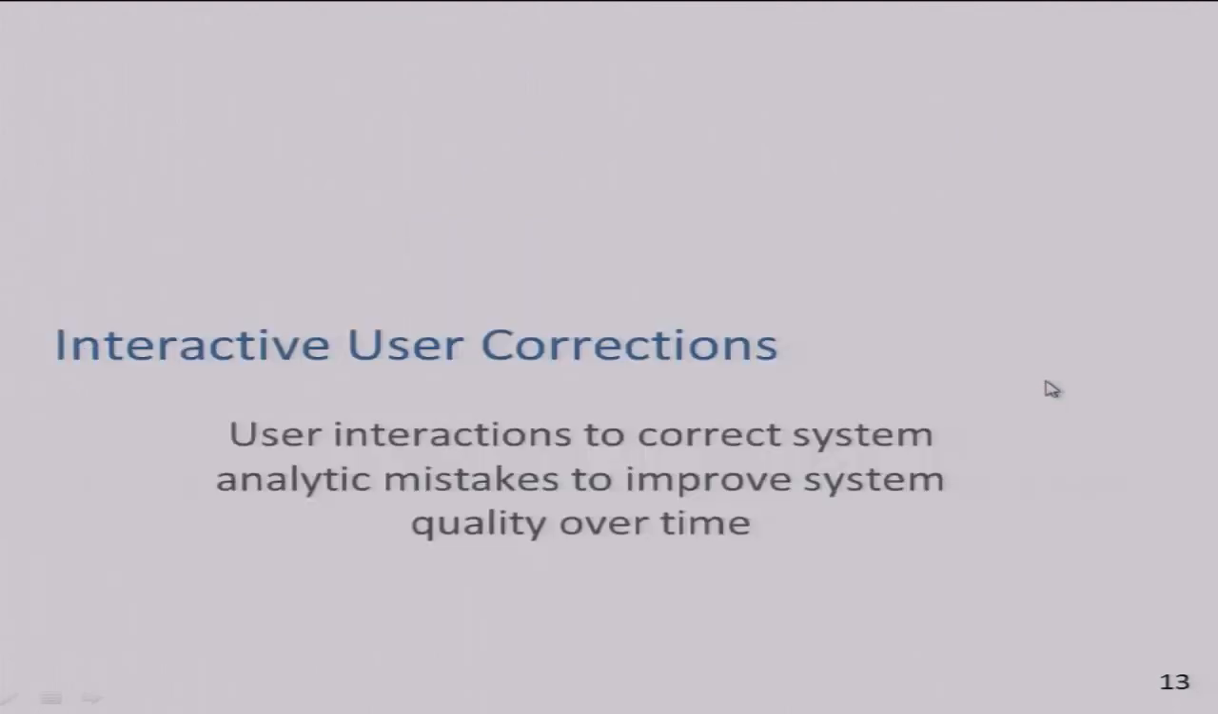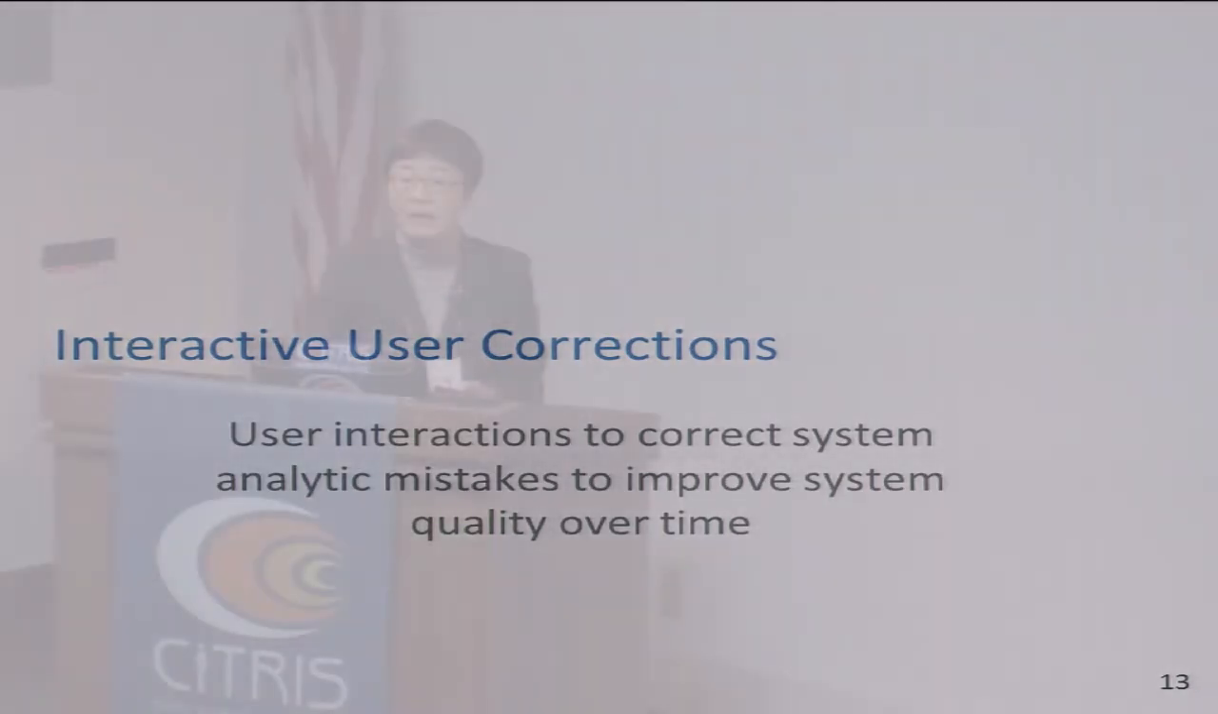In the second version, one of the major functions we have added is to support what we call interactive user corrections. The idea here is that text analytics will never be perfect, and when users are interacting with the generated visual summary, they may spot errors or mistakes made by the computer. So they may want to correct those mistakes to improve the quality of the system.